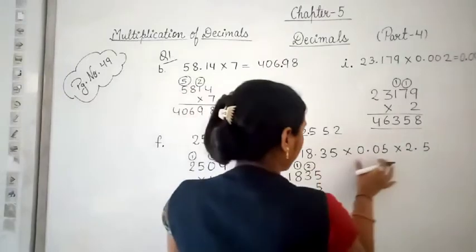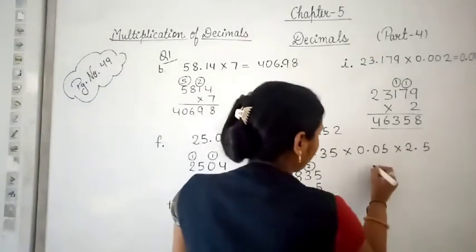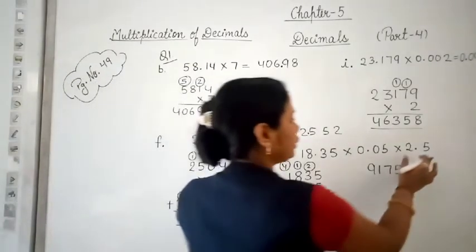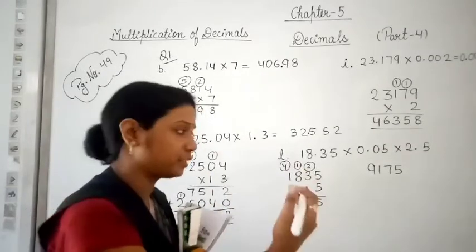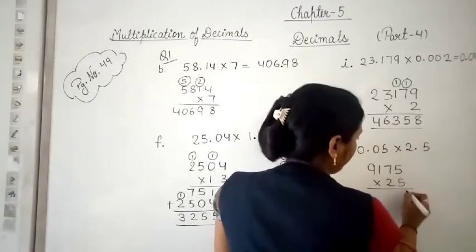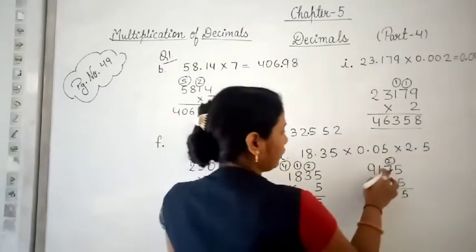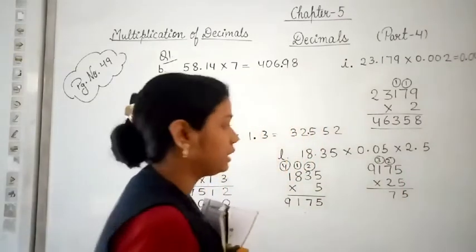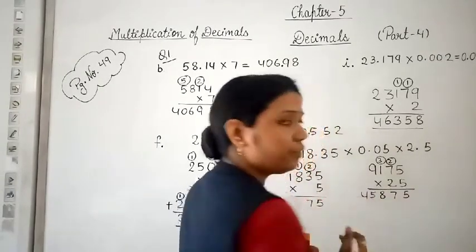So we have got this by multiplying these two. Here I am writing it: 9175. Now I multiply this 9175 by the third number. I have not written the decimal point yet; we will write it at last. Now we have to multiply by 25. 5 times 5 is 25, 2 carry forward. 5 times 7 is 35, 35 plus 2 is 37. 5 times 1 is 5, plus 3 is 8. 5 times 9 is 45. We are done with the ones place digit.